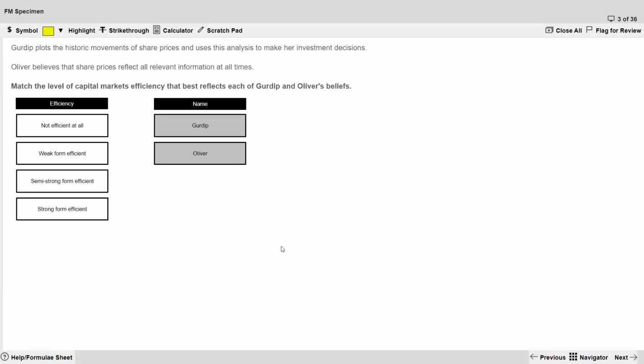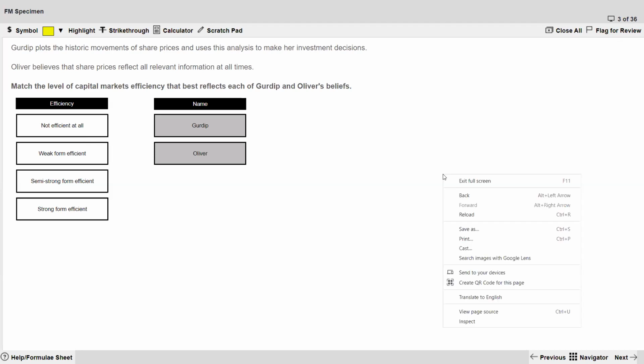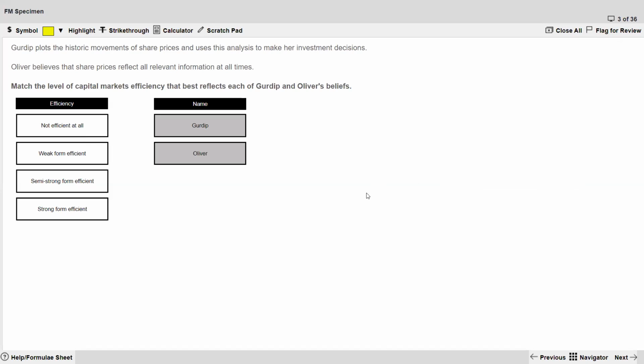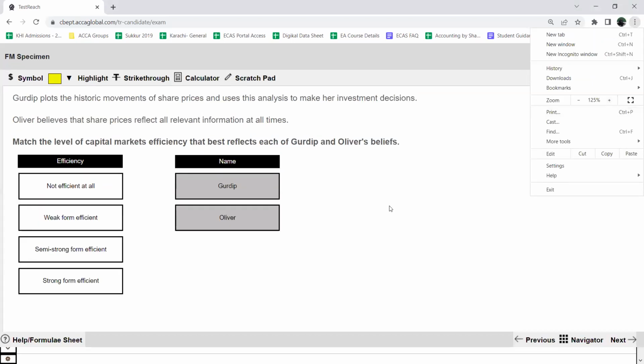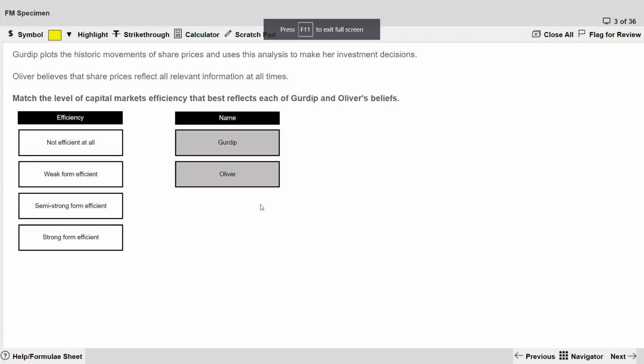The next requirement to the question is that it says match the level of capital market efficiency that best reflects each of Gurdip and Oliver's belief. Now, there are different types of market efficiencies. One of them is weak form efficiency. One of them is strong form efficiency. And the third one is semi-strong form.